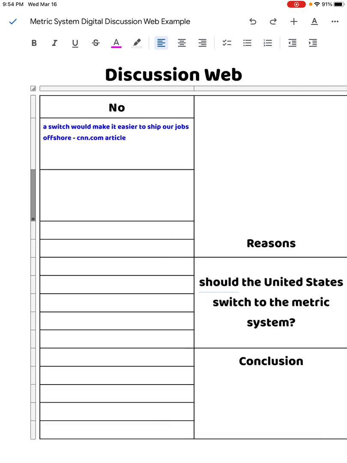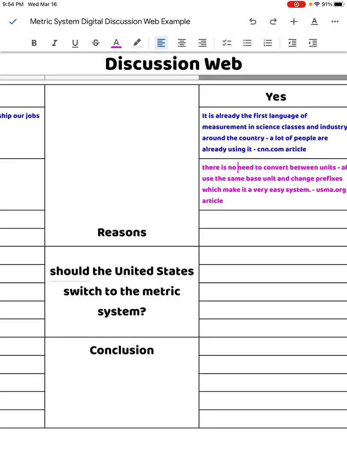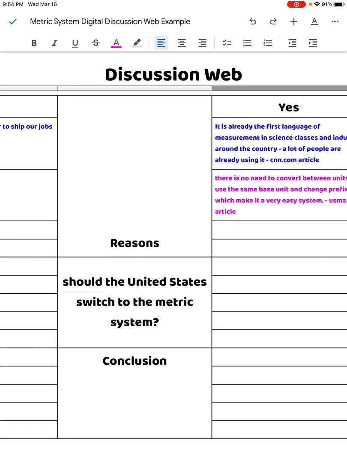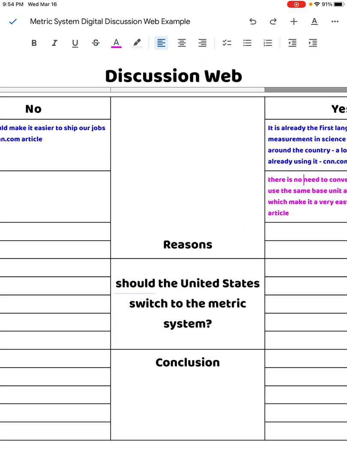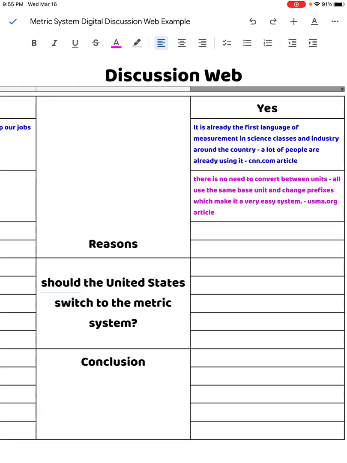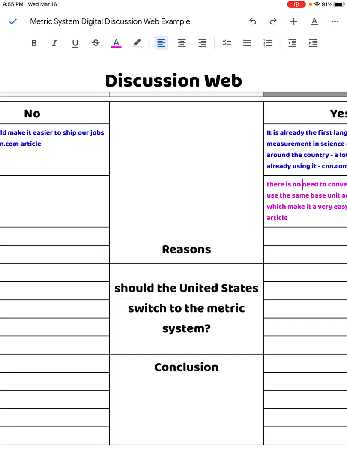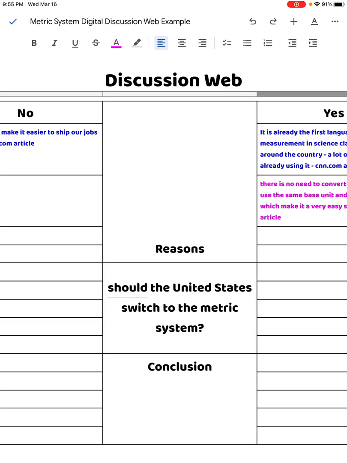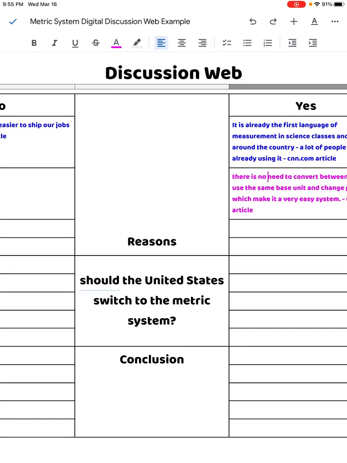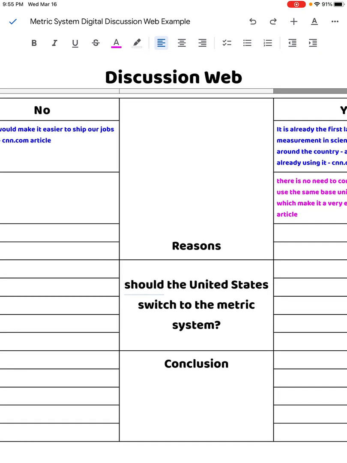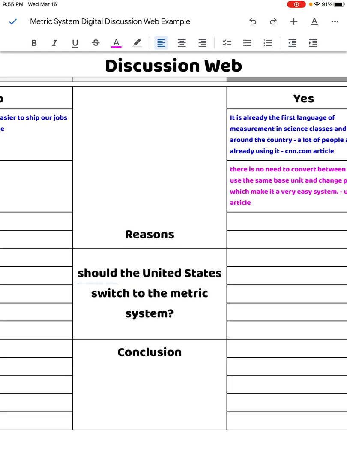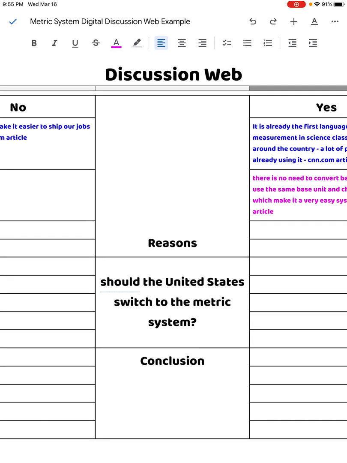So as you're going through your genetics unit here, you are going to have several different resources where you're going to find yes and no answers to that focus question that your teacher is going to give you. And so every time you have a new source, whether that's an article or a movie or a class discussion activity, you're just going to put that in a different color, and you're going to add your different reasons into your yes and no sides of your discussion web. Have fun.